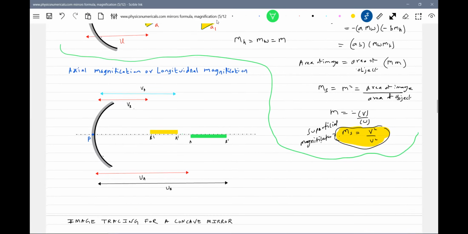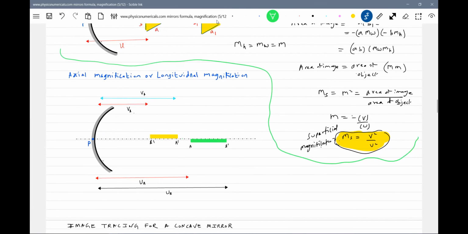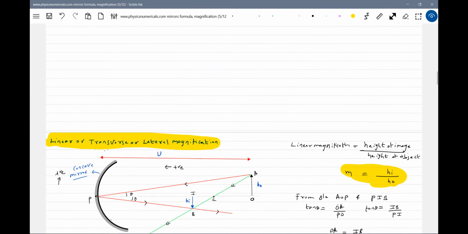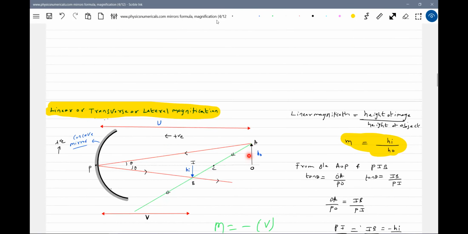Okay, next afterwards, axial magnification, or what you can call longitudinal magnification. There's a rod, and its corresponding image will come here. So how is the object? The extended object is along the axis. Previously, how was the extended object? It was normal to the axis. Am I right?